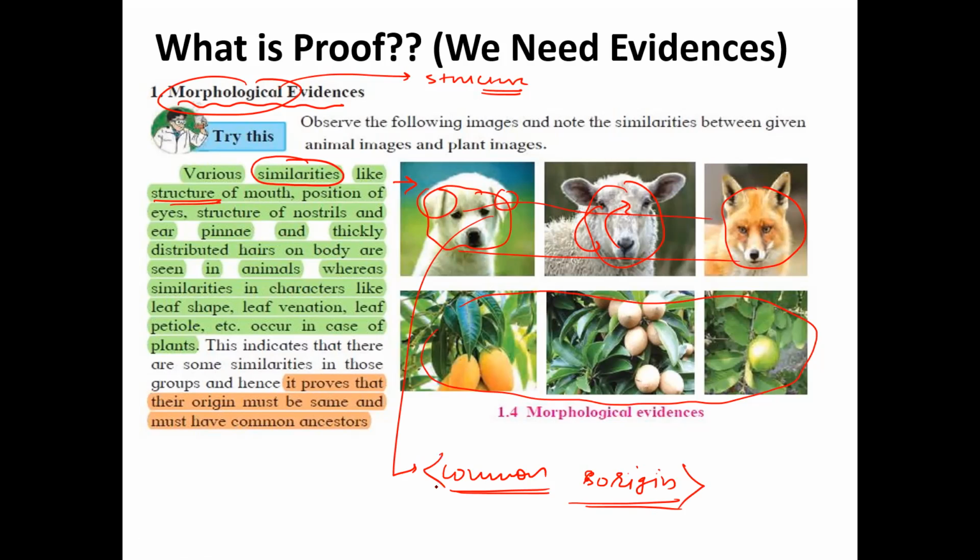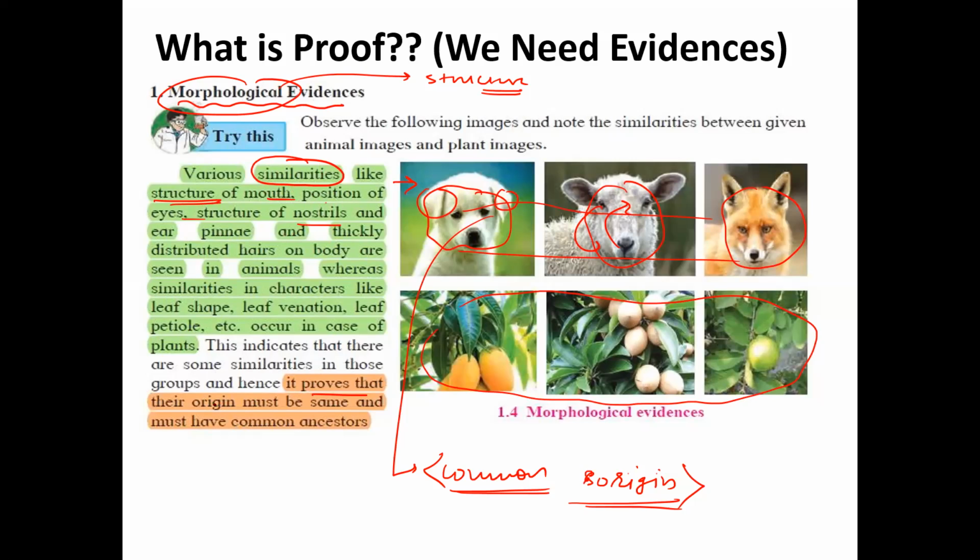Common origin. So this is your first proof that these all evolved or developed from the one common origin. So see the mouth, position of eyes, structure of nostrils. These are showing similarities in structure.